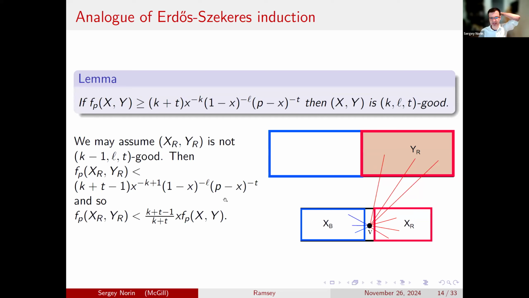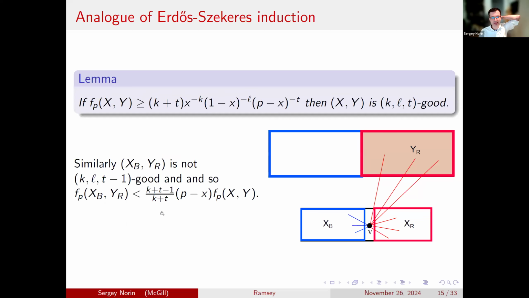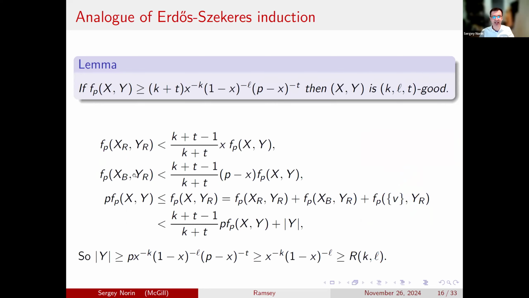So we get one inequality applying induction hypothesis to XRYR, and in the same way, if we apply induction hypothesis to a pair XBYR, we can reduce the size of the blue clique which we're searching for in X, and we get another inequality comparing our function F for this pair to the original function. And then we collect these two inequalities together.